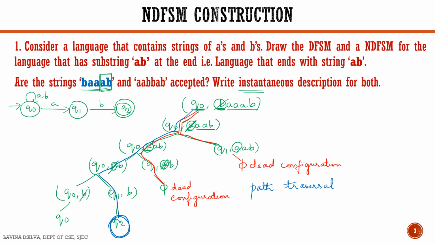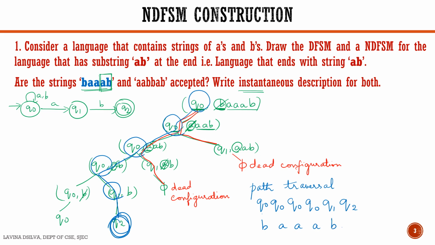Therefore, the path traversal is given as, we had Q0 state. From Q0 state we went to again a Q0 state. Again we remained in Q0 state. Again we had to remain in Q0 state. Then we went to Q1 state, and then we went to Q2 state. Therefore, this was with the input BAB, and we reached the final state.